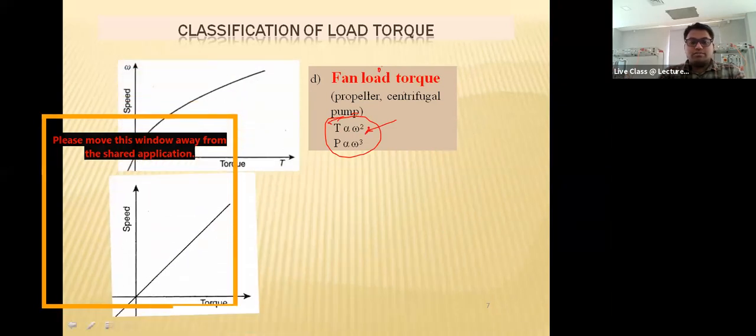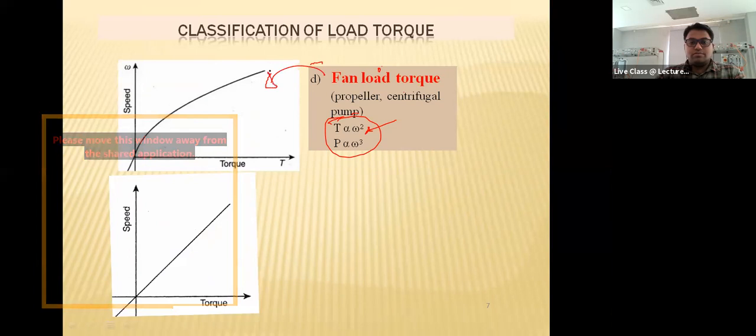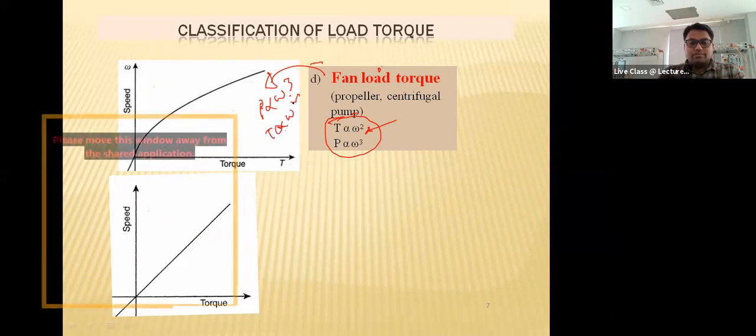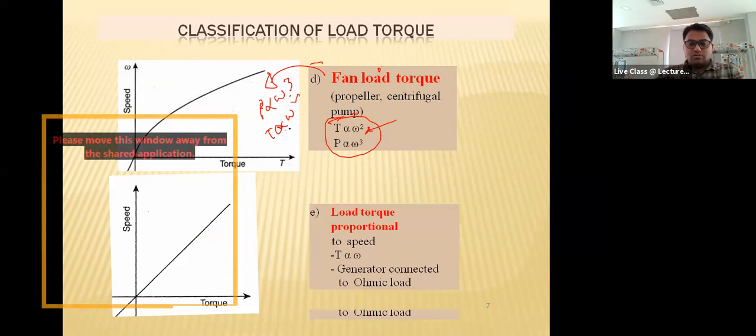So please remember this, and that torque graph will be of this nature only. Power is proportional to omega cube and torque is proportional to omega square. And what about the next one? That is called an ohmic load.